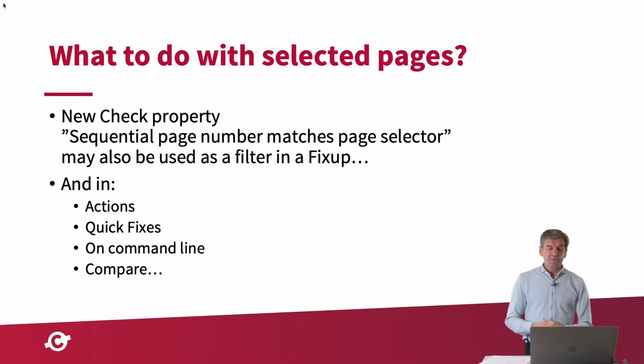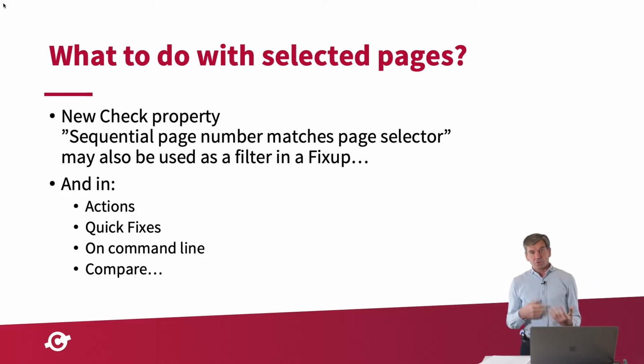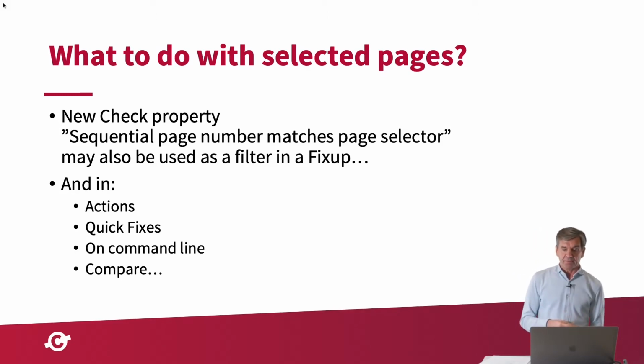So we had sequential page number before, and that uses ranges, and then there is an alternative check that you could use, and that would accept a page selector as expression. Basically, you could always use this new check property because that would include the syntax of the sequential page number property. And then you can, in addition, also use page selections in actions, in quick fixes, on command line, and also in compare.